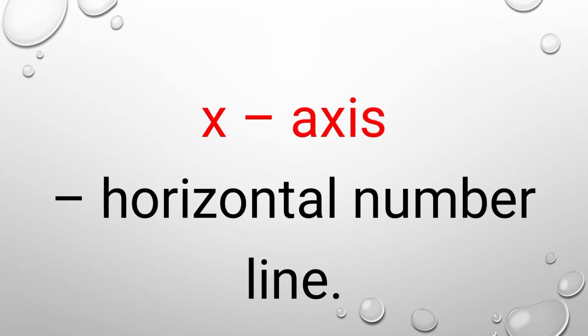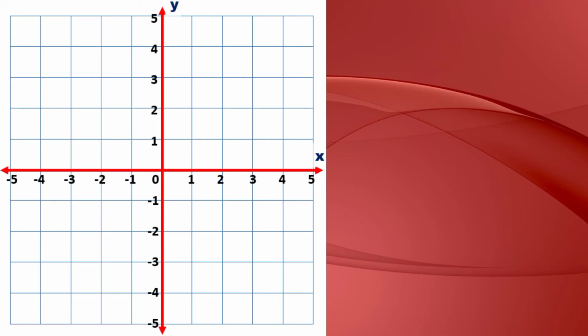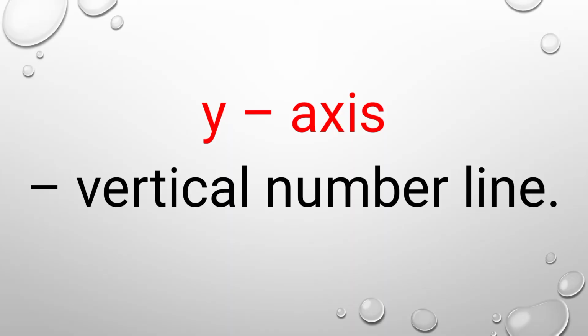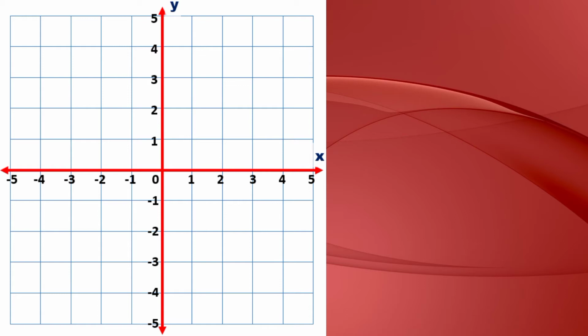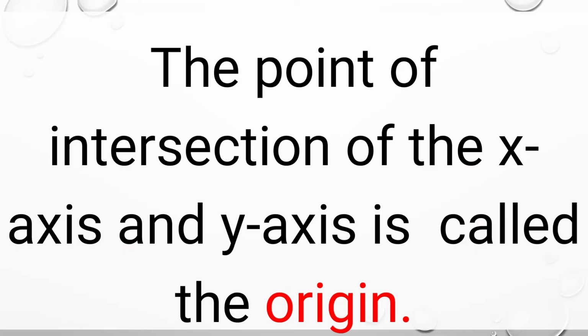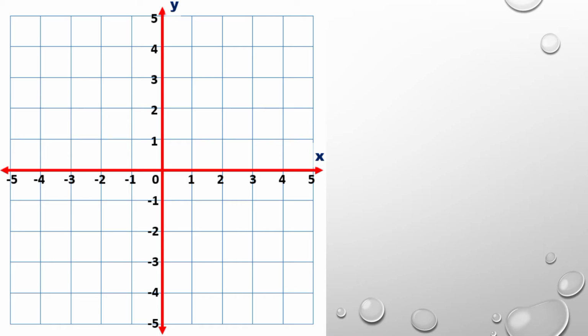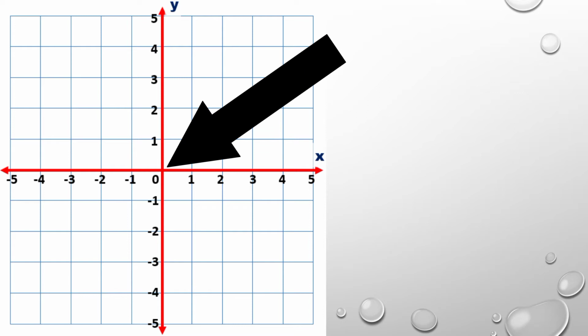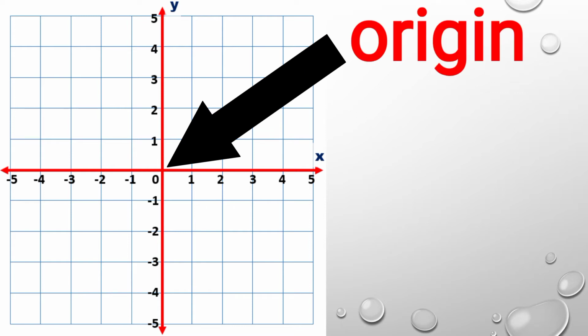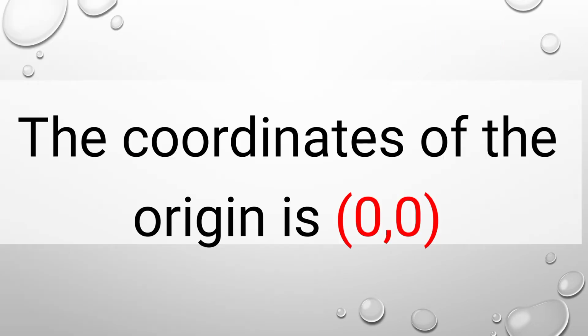X-axis is the horizontal number line. Y-axis is the vertical number line. The point of intersection of the x-axis and y-axis is called the origin. The coordinates of the origin is 0, 0.